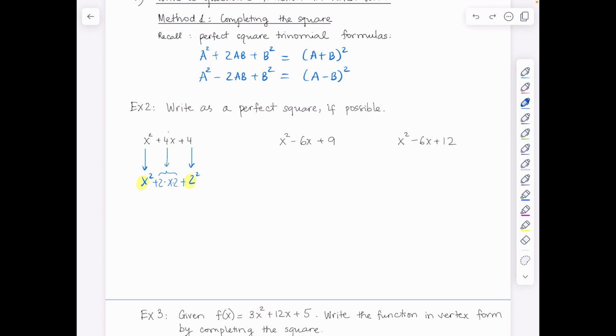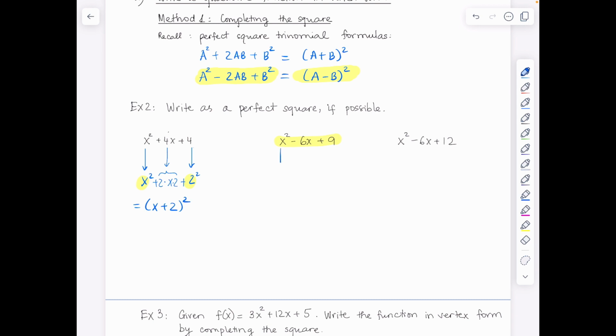So because it can be written in this form without changing the value of the function, that means we can write this as (x plus 2) squared. Let's try this next one. So when I look at this one, x squared minus 6x plus 9, I know immediately that I need to use this second formula. But the question is, can I write it in that form? Because if I can, then I can write the trinomial in the form (a minus b) squared.